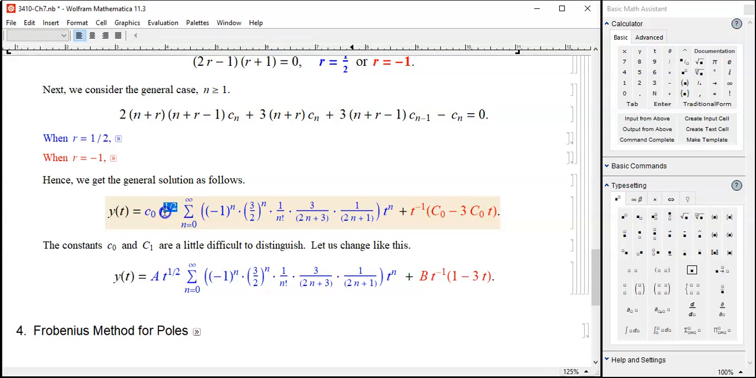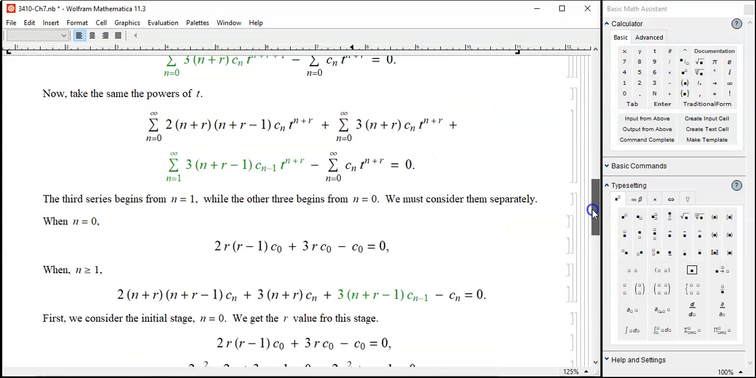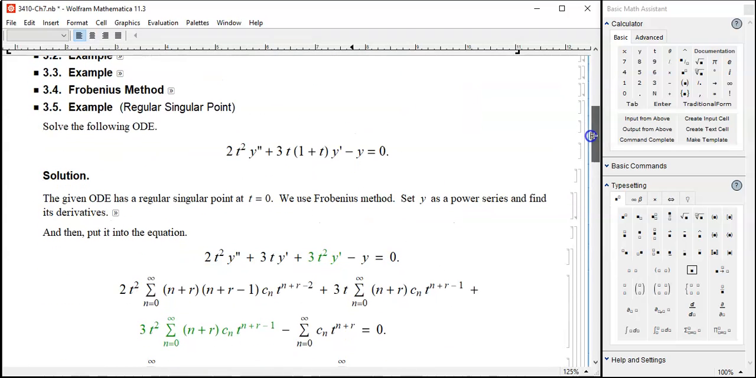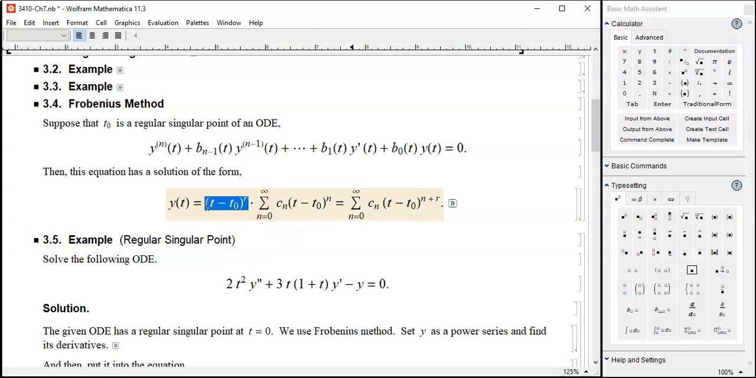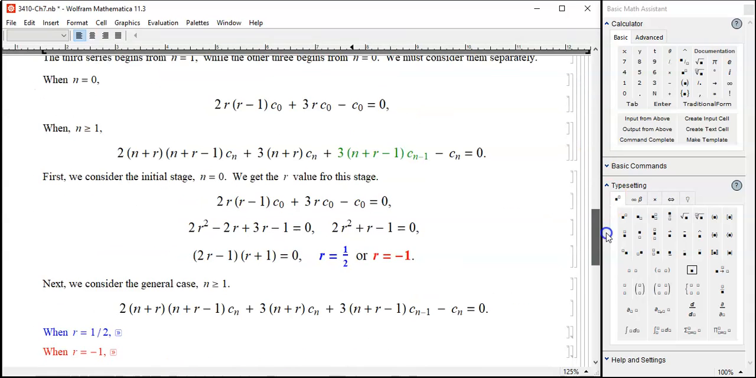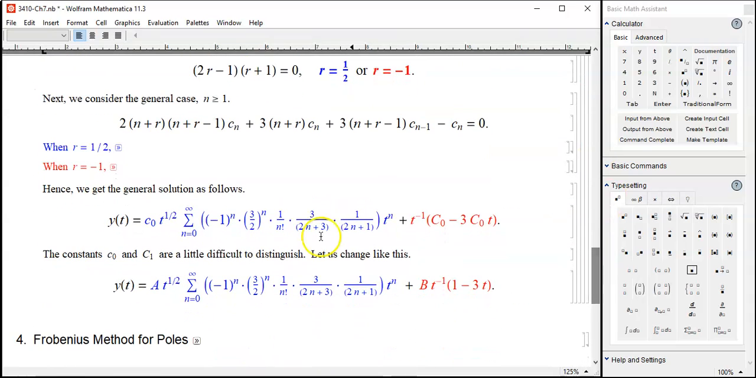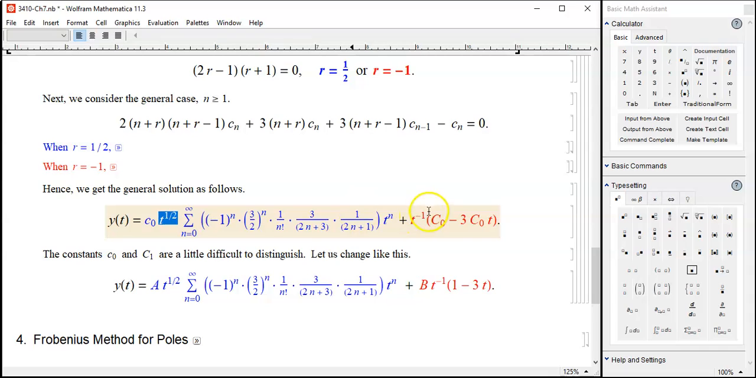And then this 1/2 part, and then negative 1. Please remember they all came from, let's see, yes, this part. This is the 1/2 power, or negative first power, and then you have the power series part. Remember, this was the Frobenius method. That's what this part and that part is all about.